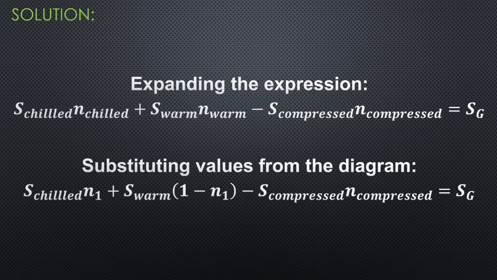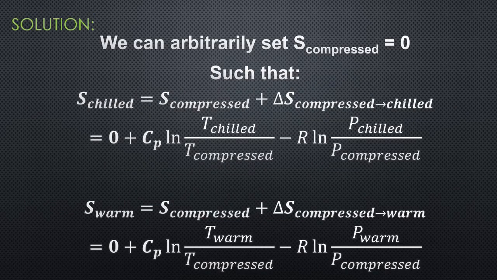We expand the previous expression and substitute values from the diagram, yielding this equation. Similar to enthalpy, we can arbitrarily set S compressed equal to 0. We can do this because what we are only calculating for are entropy differences, such that the 0 point of the entropy is arbitrary. Using this, we have S chilled is equal to S compressed plus the delta S from the compressed state to the chilled state. S compressed is equal to 0, and the delta S is equal to Cp ln T chilled over T compressed minus R ln P chilled over P compressed.